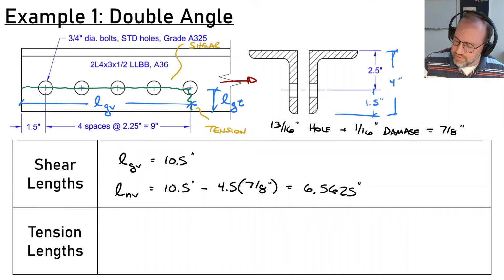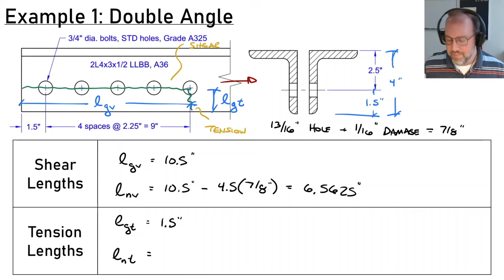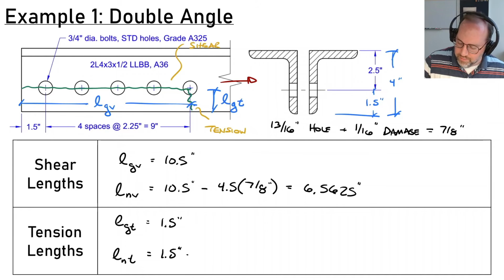So 1.5 inches down to the bottom. Therefore, my LGT is 1.5 inches. So if I want LNT, that's my net length, I need to subtract off whatever holes are there. And I'm going to just subtract off half of a hole diameter. So we can see essentially it's just the radius, because I'm always drawing my paths through the center of the hole. So this is going to be 1.5 inches minus a half of 7/8 of an inch.